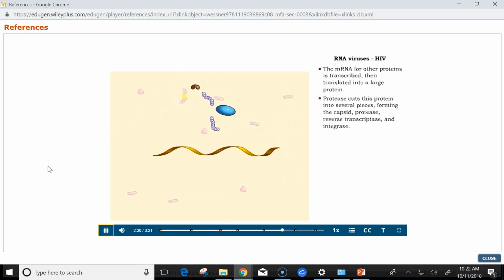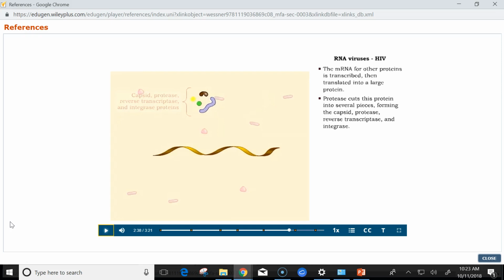Viral protease cuts this protein into several pieces, forming the capsid, protease, reverse transcriptase, and integrase.